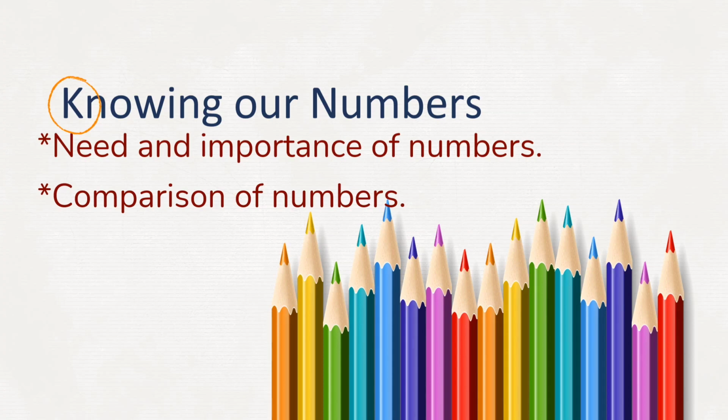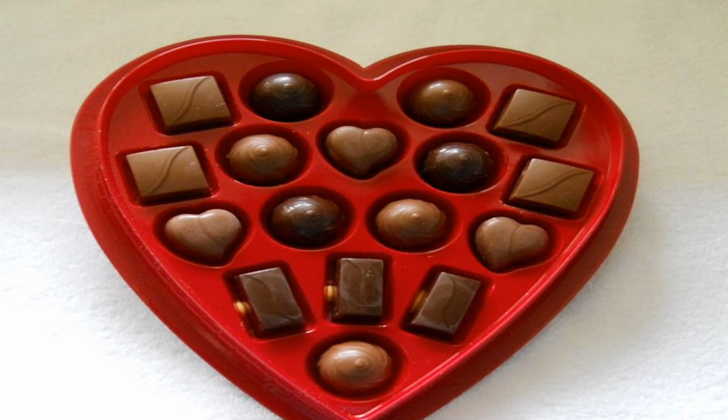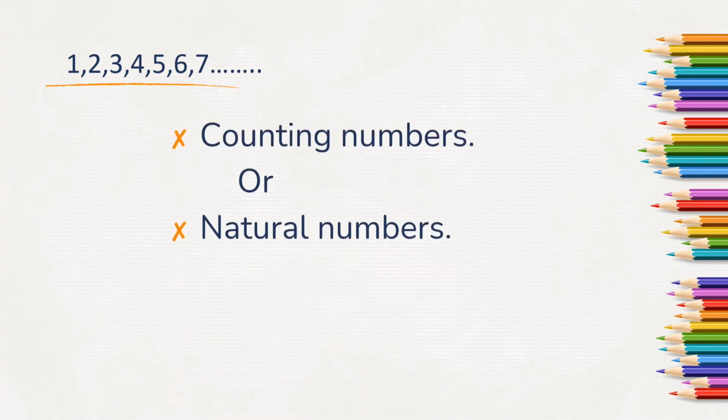First, let us understand the need and importance of numbers. Here, I have some toffees, and if I ask you to count and tell me how many are there altogether, you will start counting from 1, 2, 3, 4 and go on. So we usually start counting from 1, 2, 3 and we continue. And these numbers are called counting numbers or natural numbers.